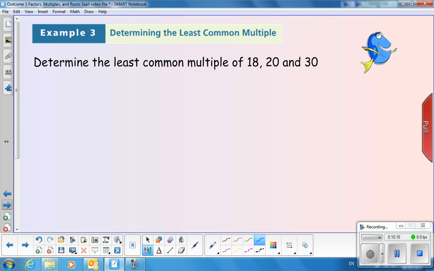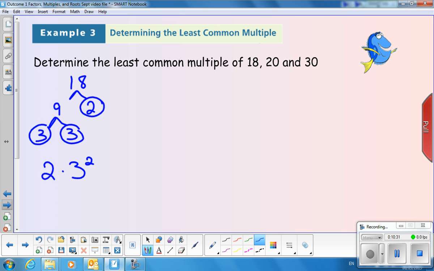We don't want to be digging out blocks all the time to be able to find the least common multiple. So another way of doing it, again, is to start by prime factoring. 18 is 9 times 2. 2 is prime. 9 is 3 times 3. So the prime factorization of 18 is 2 times 3 squared.